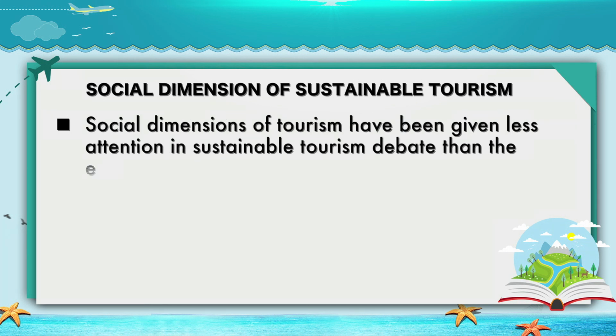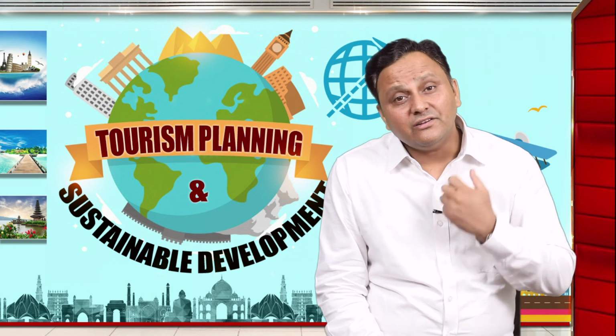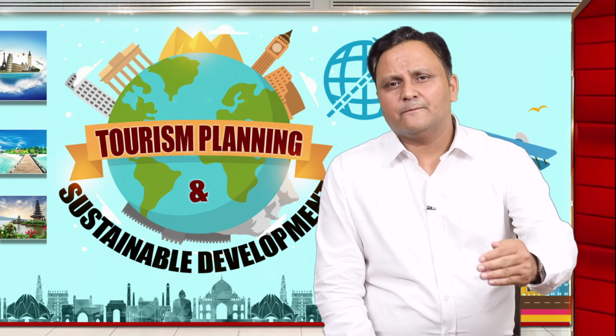The social dimension of tourism has been given less attention in the sustainable tourism debate than the environmental impact of tourism. Perhaps this is because the social impacts of tourism usually occur slowly over time in an unspectacular fashion. They are also largely invisible and intangible. Yet the social impact of tourism is usually permanent, with little or no opportunity to reverse the change once it has taken place.